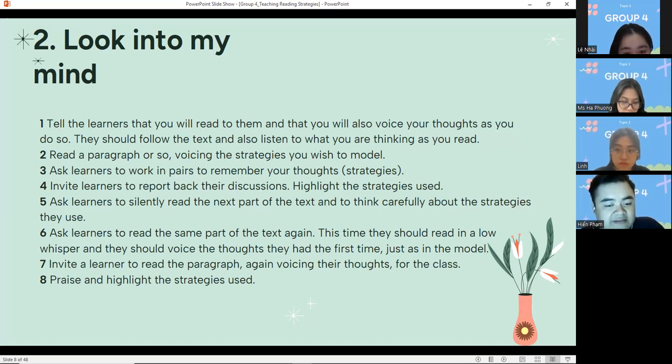The next step is to ask learners to read the same part of the text, and then invite learners to read the paragraph again and explain the strategies for the class. And the last step is to praise and highlight the strategies.